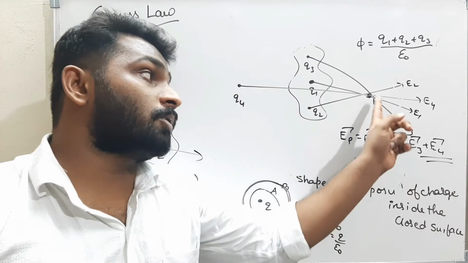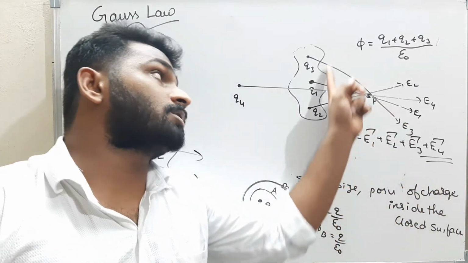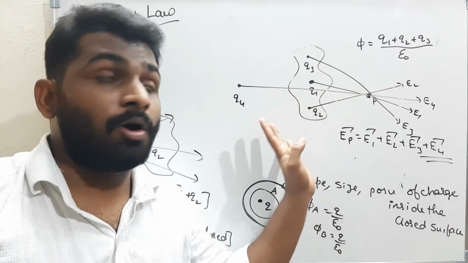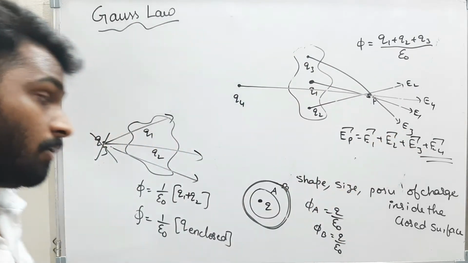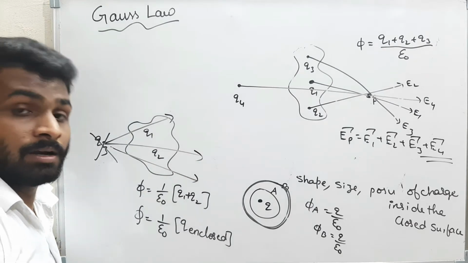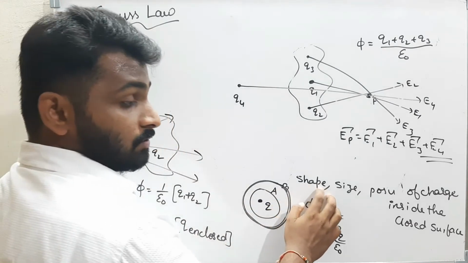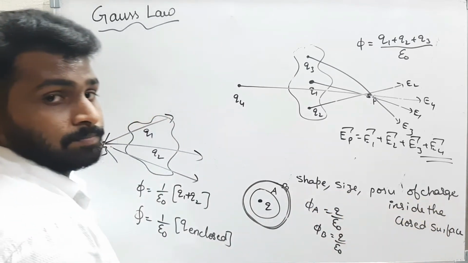The net electric field at this point is the vector sum of the electric fields because of all the charges. The charges may be inside, the charges may be outside. All the charges we have to consider for the electric field. But for the flux, we have to consider only the charges which are present inside the surface. And it is clear, this is nothing but the Gauss law. The main thing is it is independent of shape, size and position of the charge inside the closed surface.